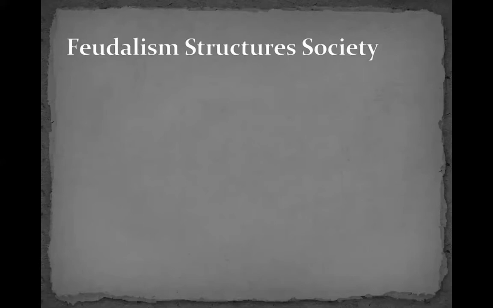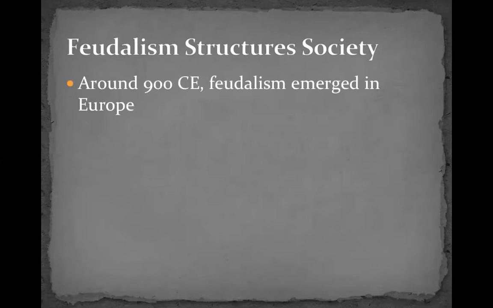It is a political, economic, and social system. So it's political, it involves the government. It's social, it involves the people, and it's economic, it involves the money. And it's based on loyalty, the holding of land, and on military service. So around 900 CE, we see feudalism start to emerge in Europe.